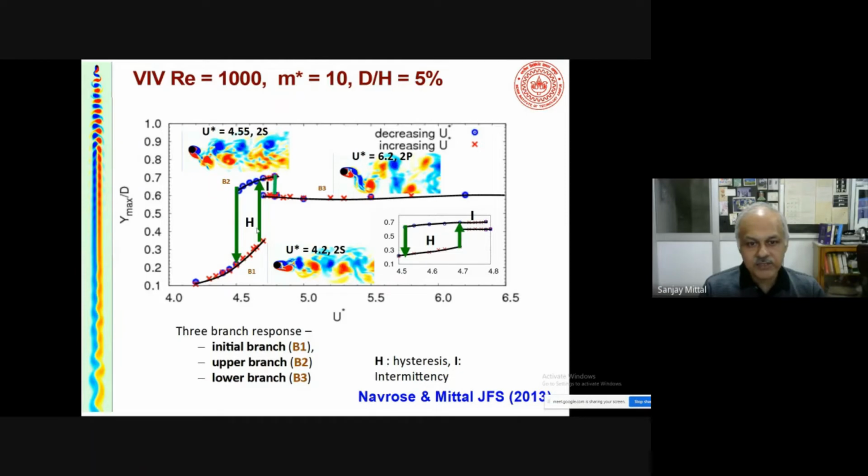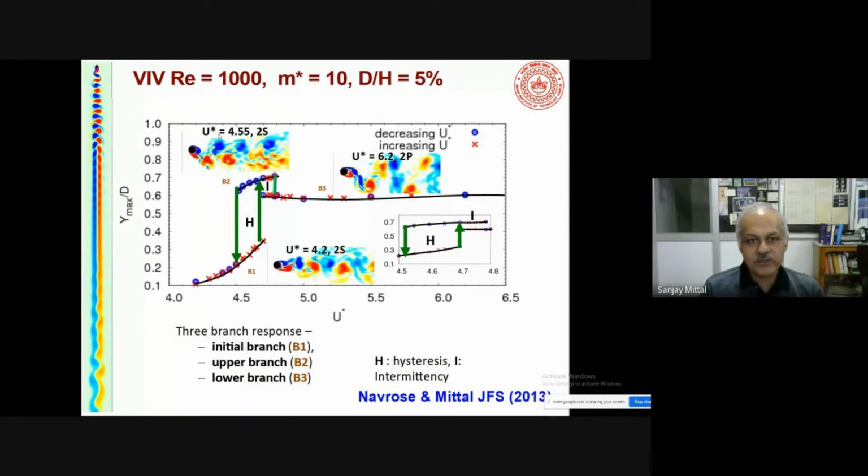Because of this jumpy behavior, you get a hysteresis on part of the branch and then an intermittency on the other part. What intermittency means is that at these values of U star, where this region is marked, in fact, it is also marked in the close-up view, the state of the flow is such that you would get a high amplitude oscillation for some time, followed by a low amplitude oscillation, and there's intermittency between these two states.